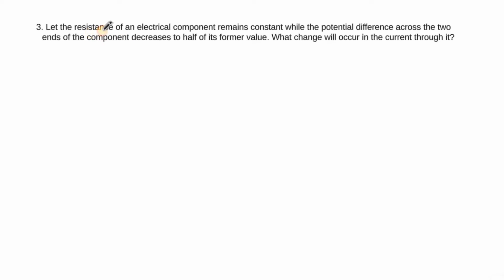So here we have the resistance remaining constant. What changes will occur in the current passing through the conductor if the potential difference is decreased to half of its former value? So we'll solve this using Ohm's law, that is V is equal to IR. So we'll write here from Ohm's law, V is equal to IR.